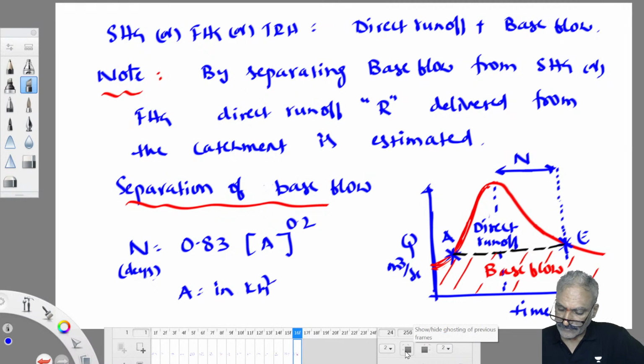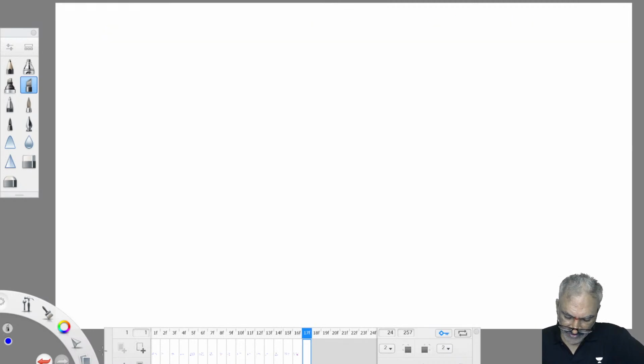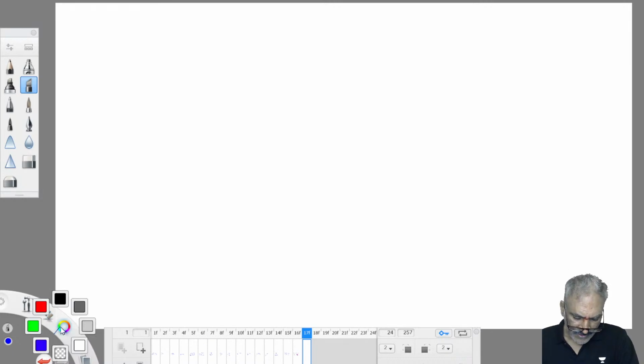Okay? So assume that base flow is given to you. Mostly they will give you. You are not expected to separate base flow graphically. There are half a dozen methods to separate base flow, but that is not required, because graphical questions they will not ask in the exam.